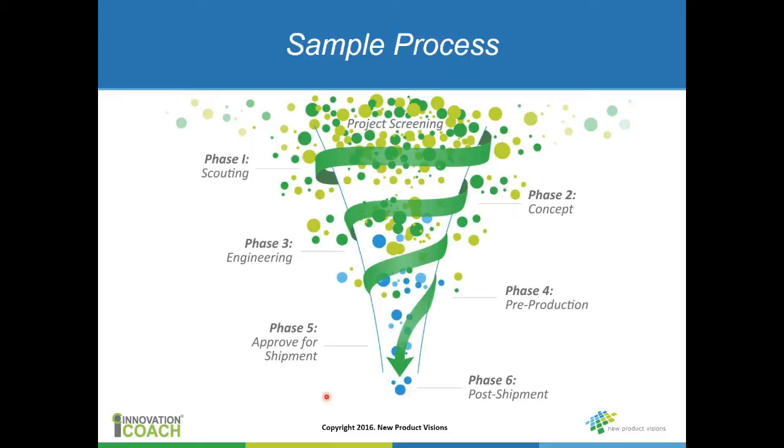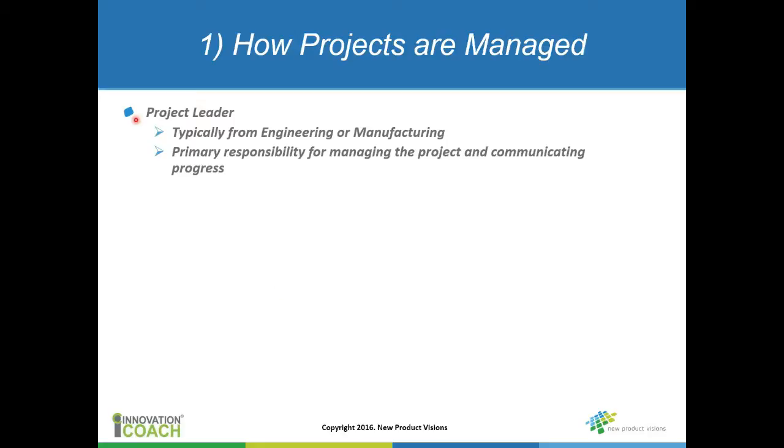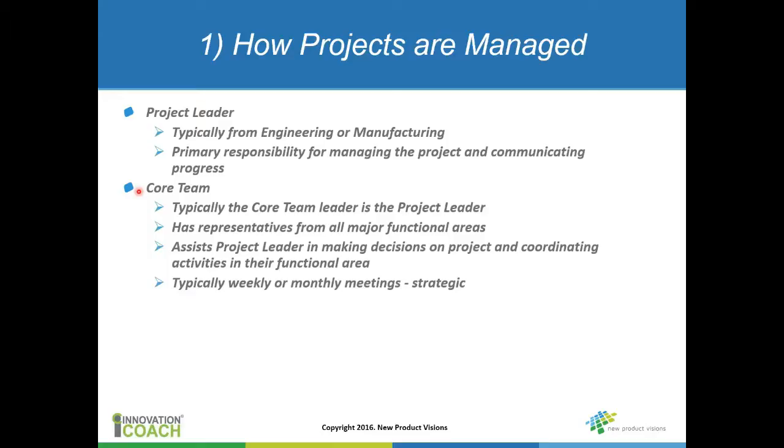But before I go through the process, I want to touch on 6 overarching topics that relate to the PhaseGate process. And one is thinking about how projects are managed. Typically this is going to be part and parcel of the documented process. Typically you'll have a project leader. That's usually going to come from engineering or manufacturing, depending on the type of project. This is the person that's going to be primarily responsible for managing that project, picking the right project management tools, and communicating progress.